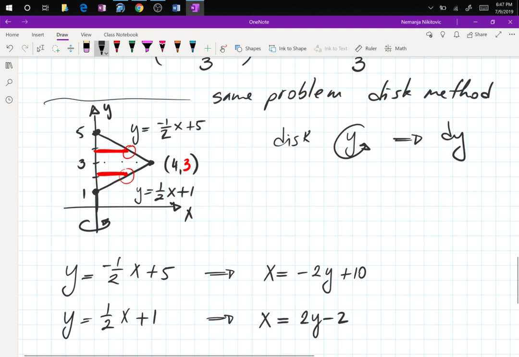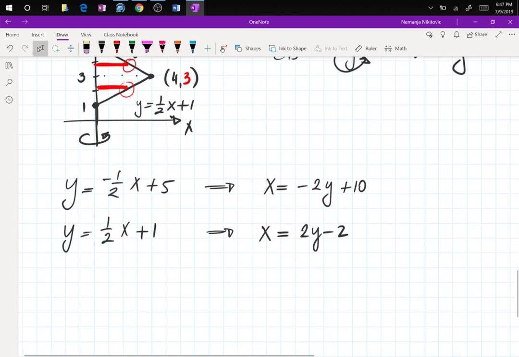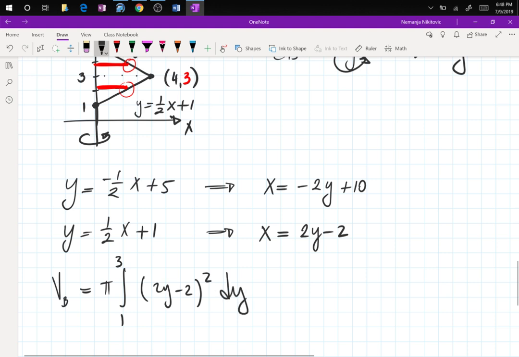Now we are going to do the disk method for half of the problem, the bottom half, and then the upper half. So the volume created by, let's say, the bottom half, so volume bottom, is going to be pi, and now I need my limits for y, that's 1 to 3. And then we are going to take our 2y minus 2 squared, that's the function on the bottom, minus 0 squared, no one cares, dy.